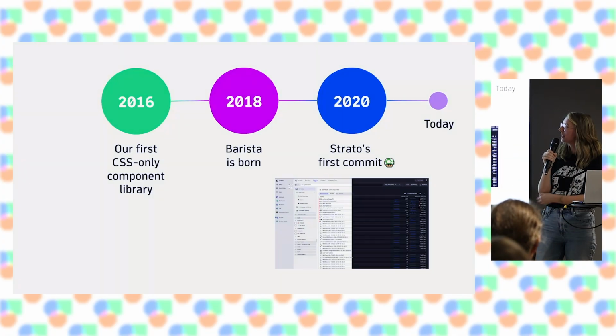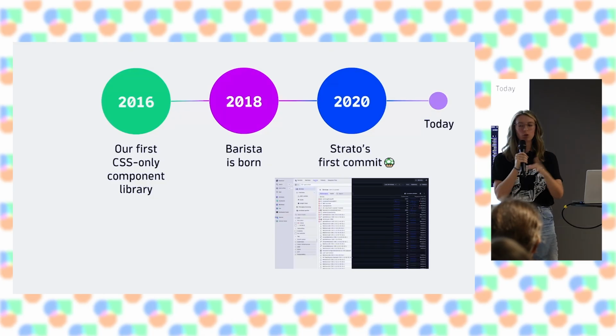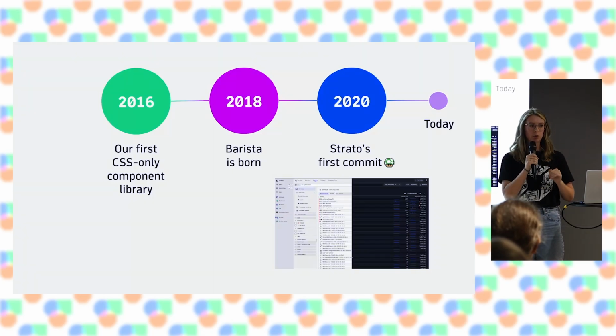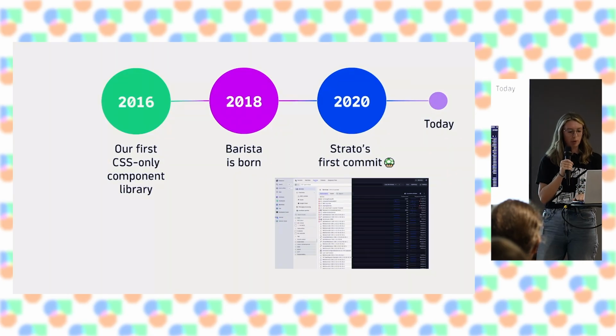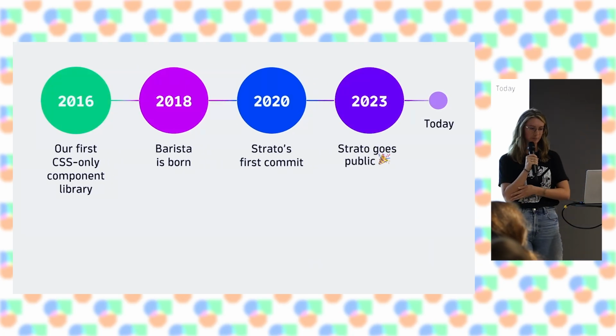At first we built Barista and Strato in parallel, but pretty soon we saw that it makes sense to focus on a single design system, and as the new product was the future of Dynatrace, we also were able to focus on Strato only. So about 1 year in, we put Barista into maintenance mode, focused on Strato only, and it led us to Strato going public in 2023.